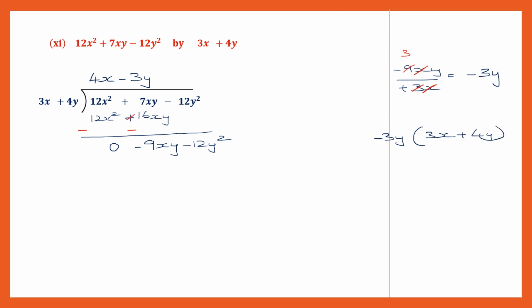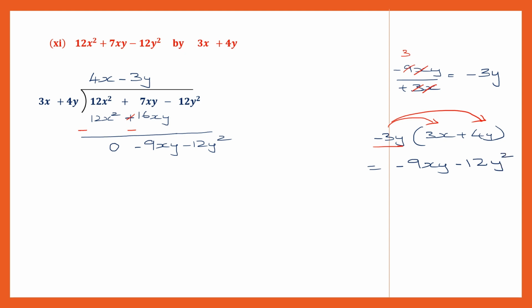So first we have to multiply minus 3y by 3x. The sign will be minus. 3 threes are 9. Y into x is yx or xy. Now we have to multiply minus 3y into 4y. The sign is minus. 3 fours are 12. Y into y is y square.